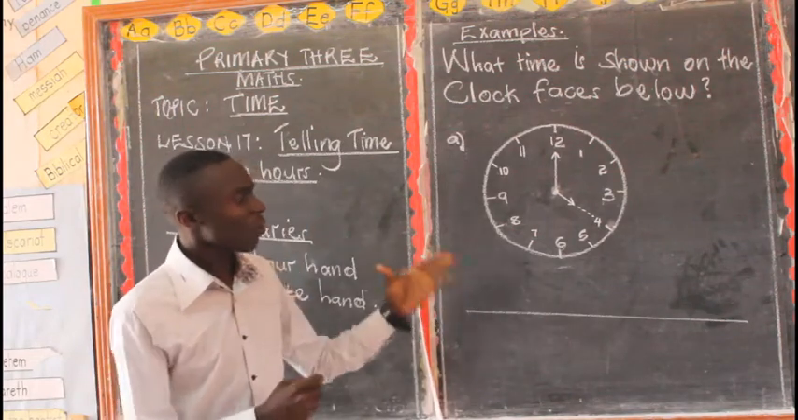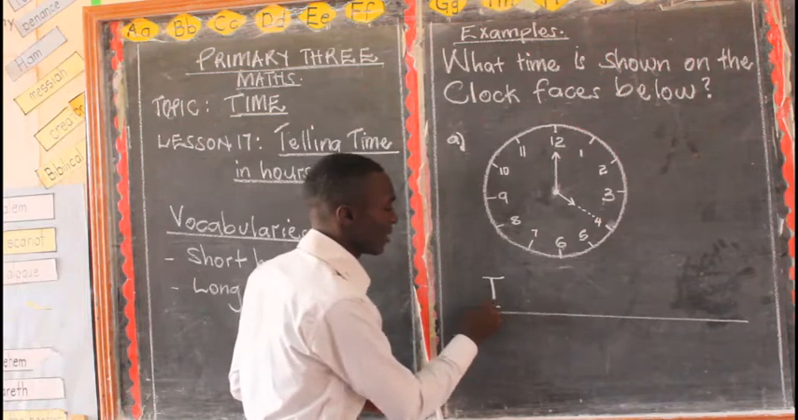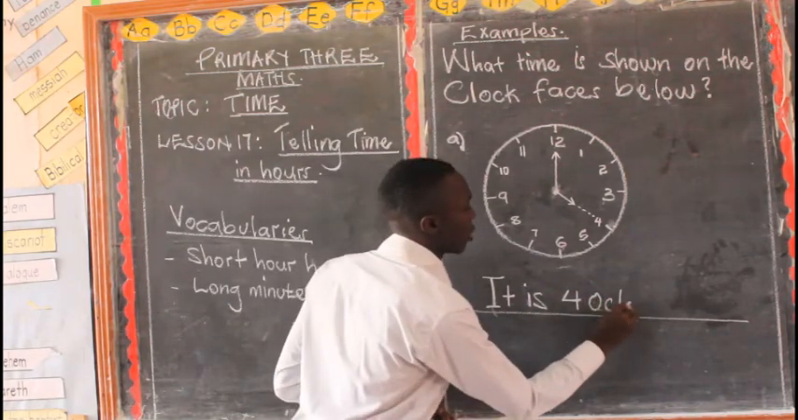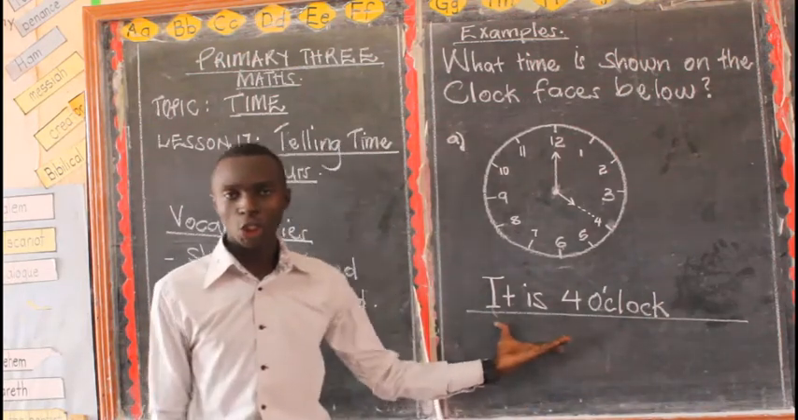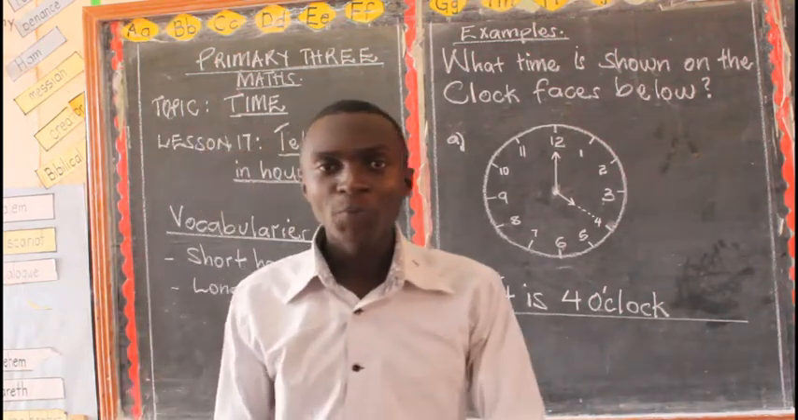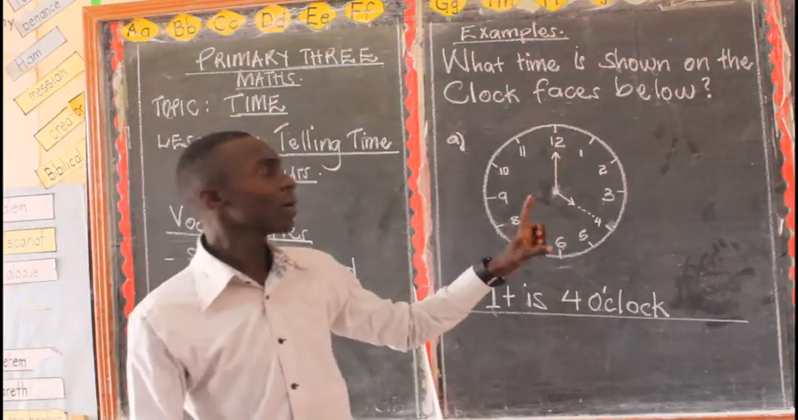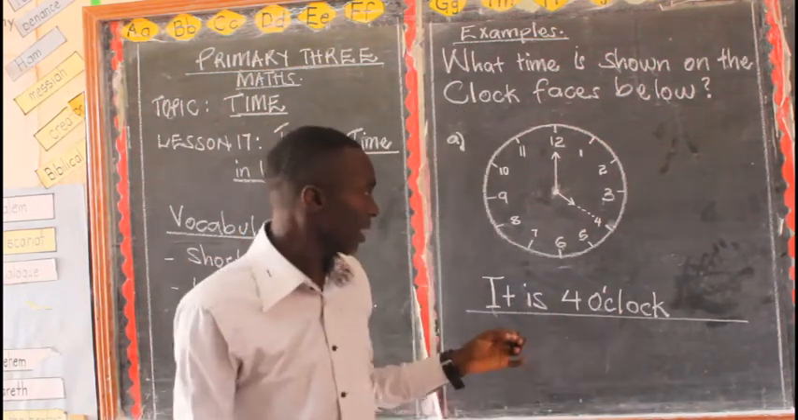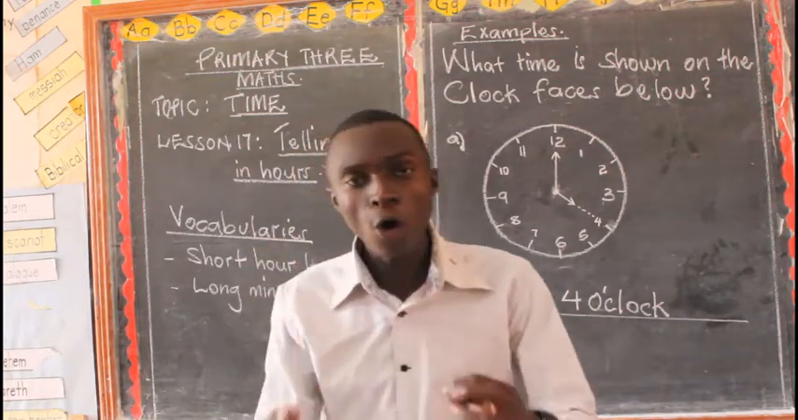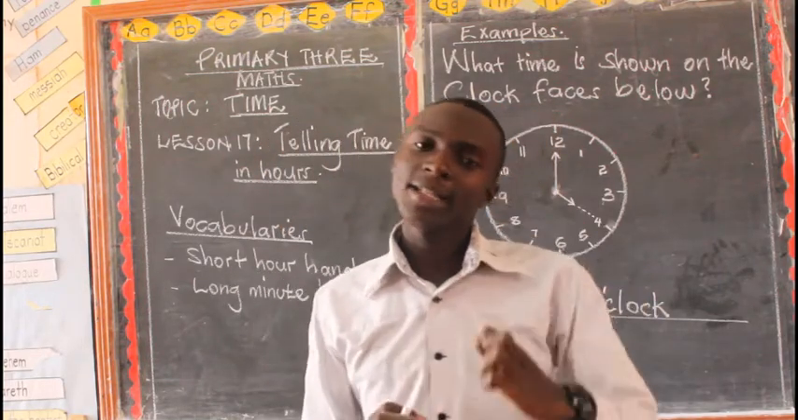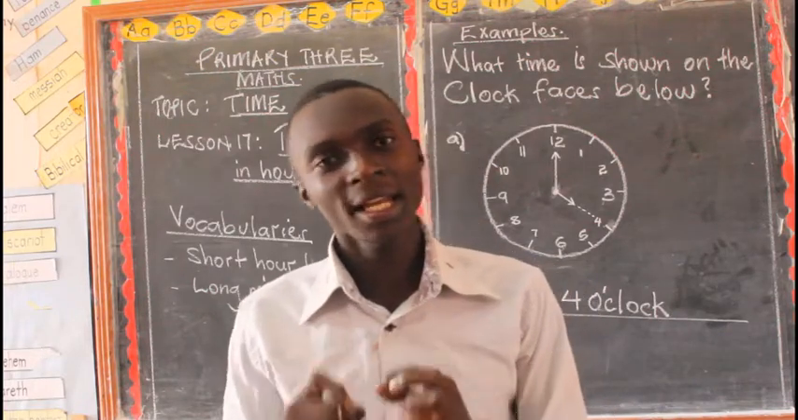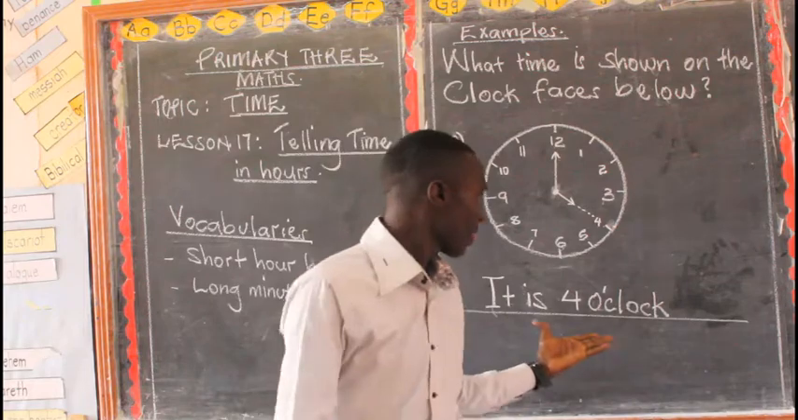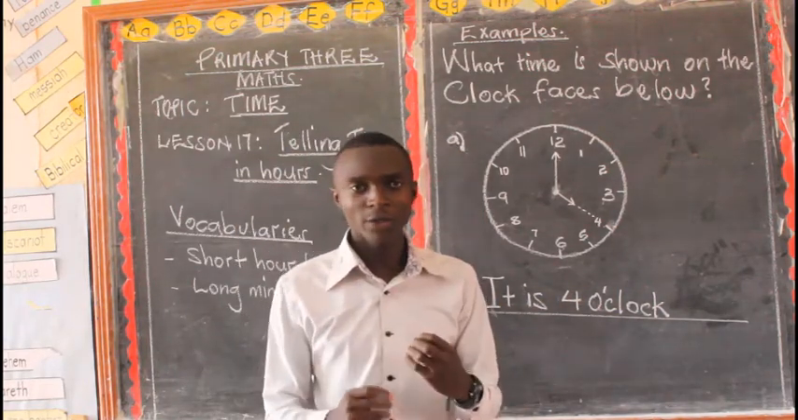What is the exact time here? We say that it is 4 o'clock. That's how we write it. Why have we said that it is 4 o'clock? We are telling the exact time, because the long minute hand is facing 12 and the short hour hand is facing directly at the digit 4. Whenever the long minute hand is facing 12 and the short hour hand is facing any digit, we are telling the exact time. So here our time is 4 o'clock. Thank you, my good children.